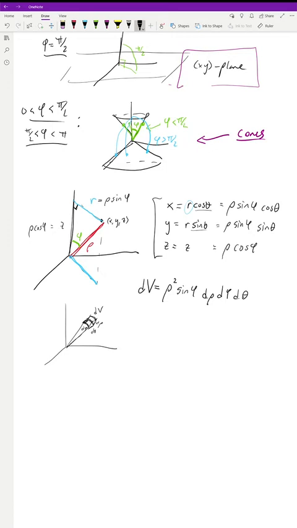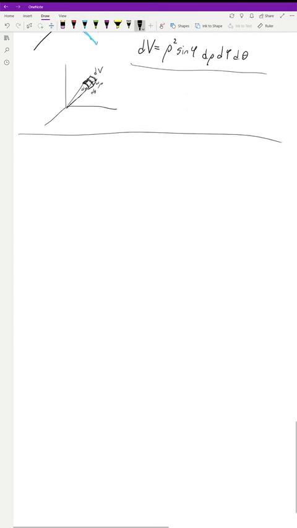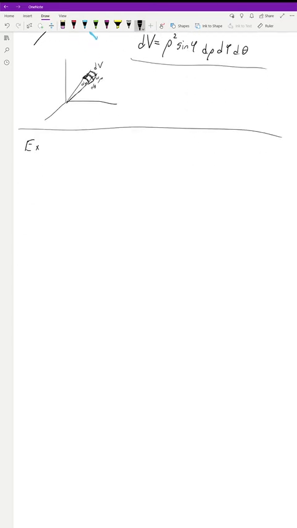Okay, so now that we know what dv is, we know how to express x, y, and z all in terms of rho, phi, and theta, then we can actually start doing integrals. So let's do an example. Okay, so let's do an example for an integral that we already know the answer to. So example 1, let's calculate the volume of 1/8 of a sphere, or of a ball.